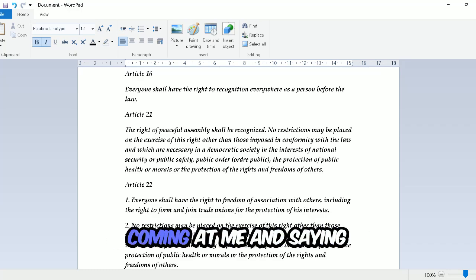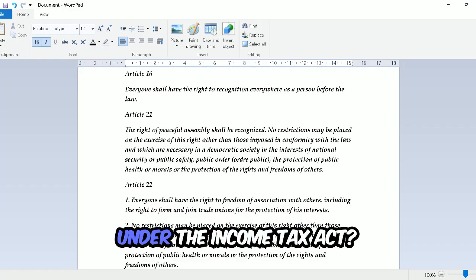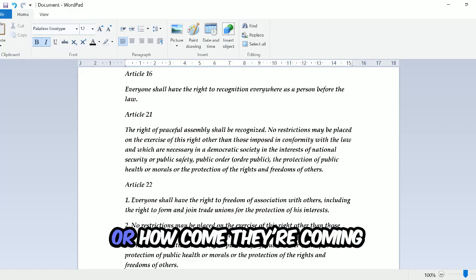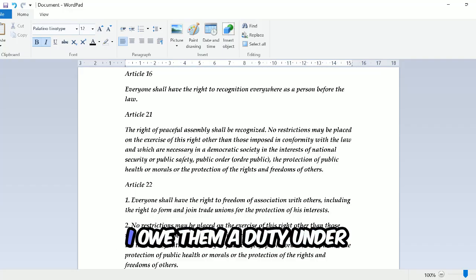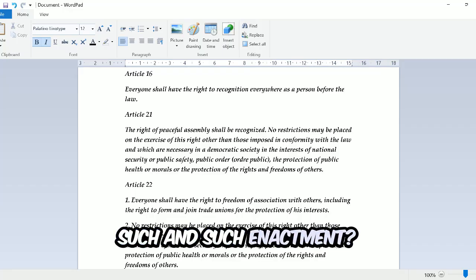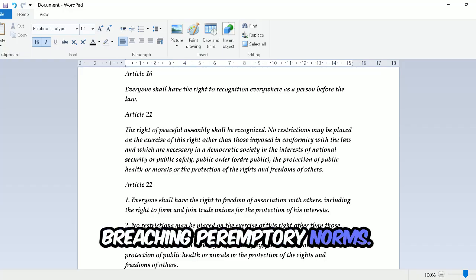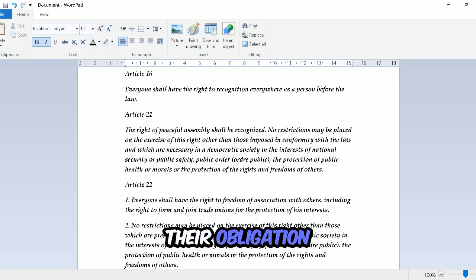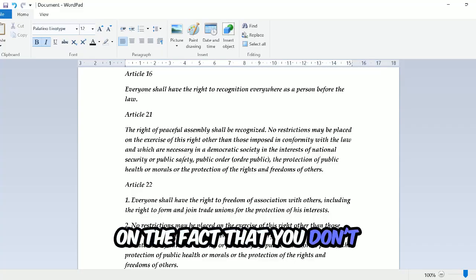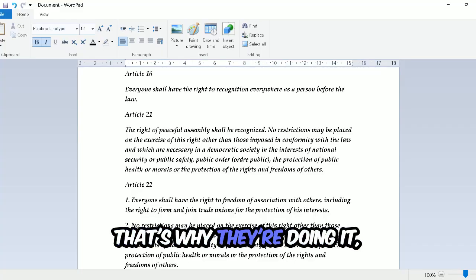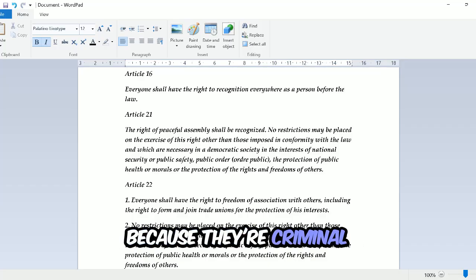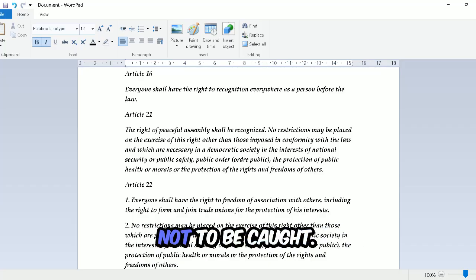Well, then how come they're coming at me and saying I owe them a duty under the Income Tax Act? Or how come they're coming at me and telling me that I owe them a duty under such and such enactment? Well, because they're breaching peremptory norms. They're breaching their obligation to absolute rights, to inalienable rights. And they're banking on the fact that you don't know what they're doing. That's why they're doing it. Because they're criminal. And they're expecting not to be caught.